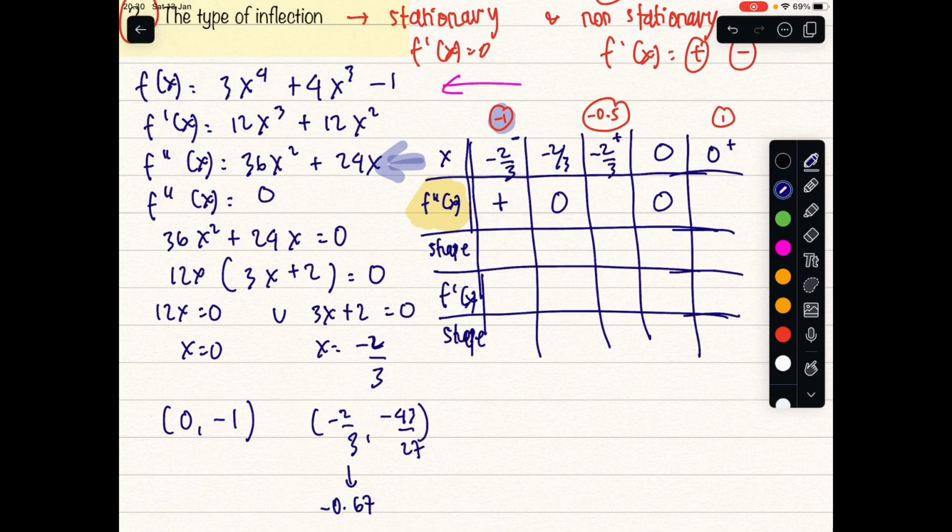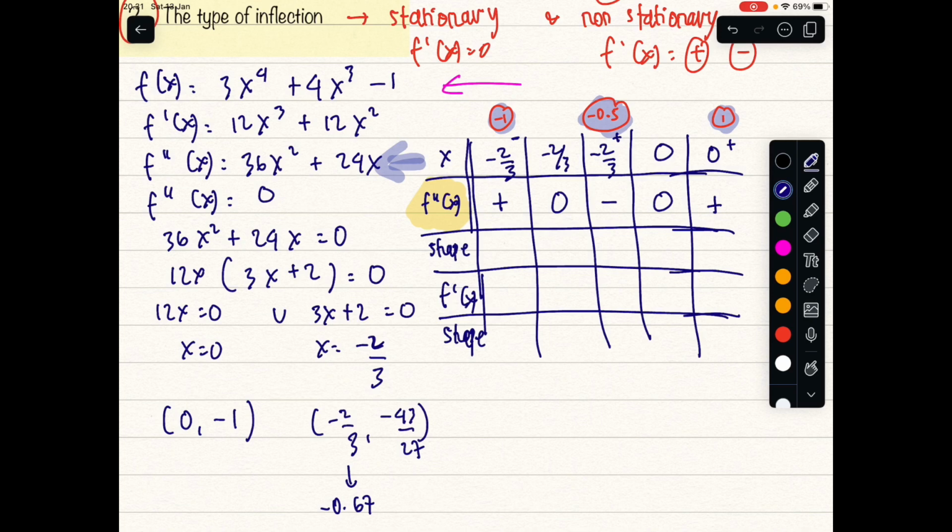Then if I input -½ in the second derivative, you can also put it in the calculator, I will get -3. So -3 is a negative number. And then if I input 1, on the right side of 0, I will get 60. And 60 is a positive number.